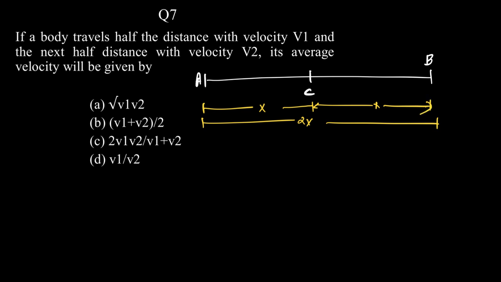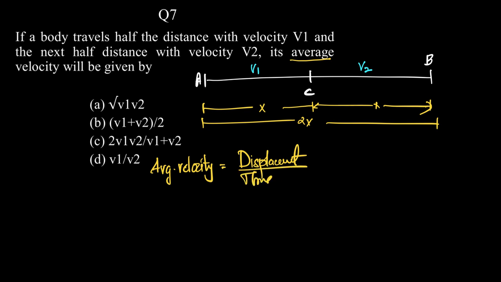Okay. Now, it travels half the distance with velocity v1. So AC is traveled with velocity v1 and CB is traveled with velocity v2. Now what we can do is we can write the formula for average velocity. So average velocity is given by nothing but displacement upon the time. Now, what is the displacement? Displacement is AB. What is the time? Time taken is time taken to cover AC plus time taken to cover CB.